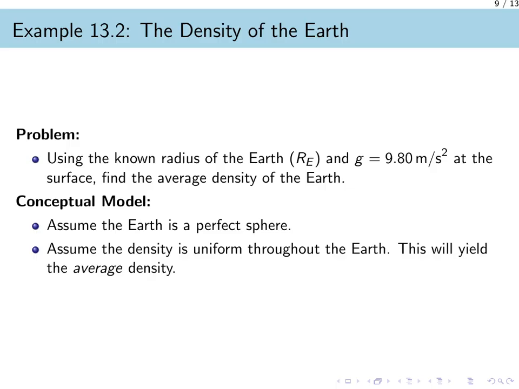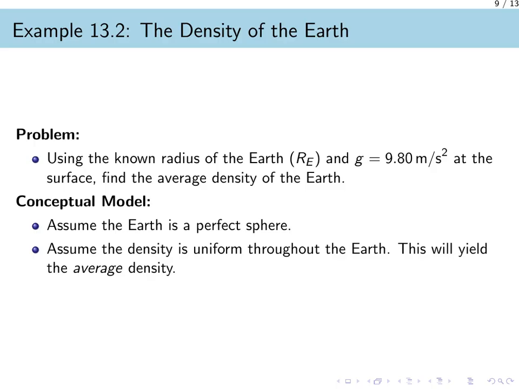We can now apply our understanding of gravity to calculate a fundamental property of our planet, its average density. This example is a great illustration of how gravitational measurements made at the surface can reveal information about the Earth's internal composition. The problem asks us to find the Earth's average density, given only the value of g at the surface and the Earth's radius.